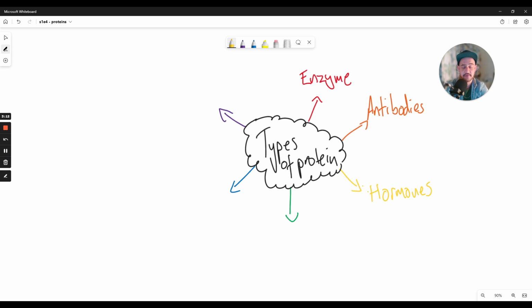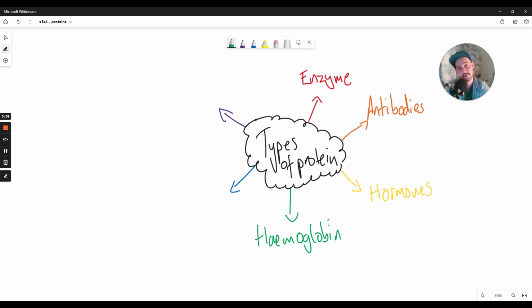The next type of protein we're going to mention is hemoglobin. Now, hemoglobin is found in red blood cells, and it's responsible for binding to oxygen to allow oxygen to be delivered around the circulatory system and to all of our tissues in our body.